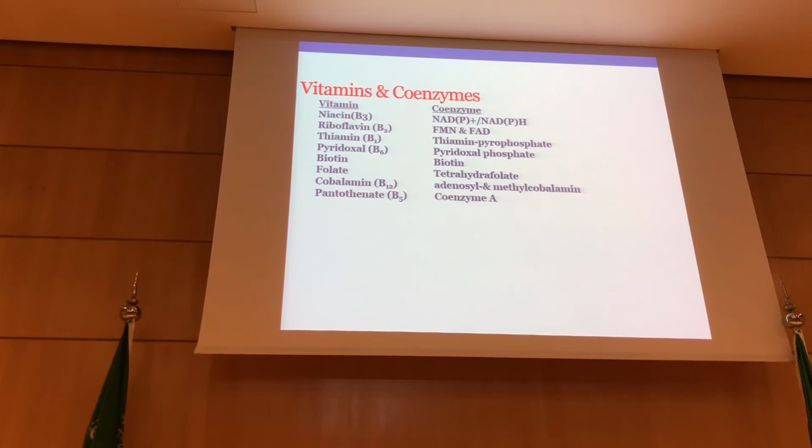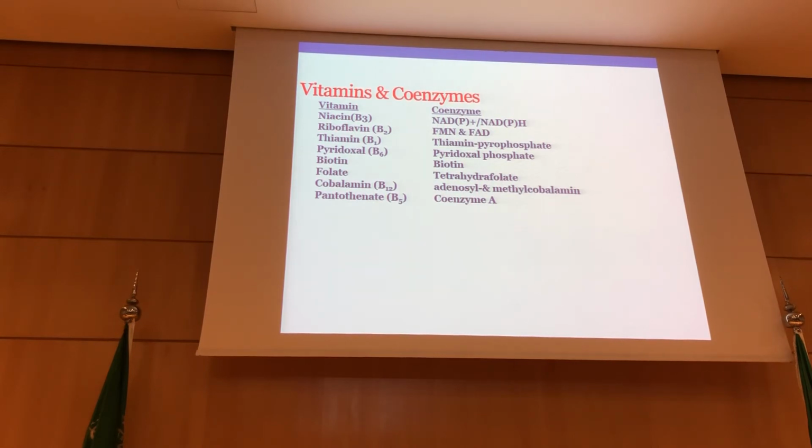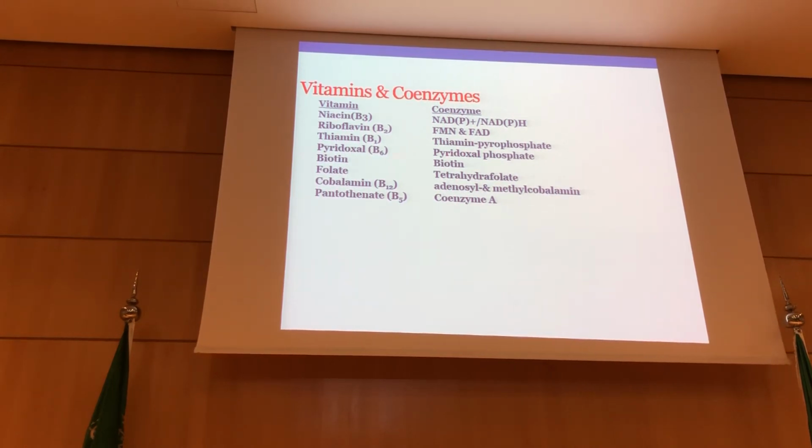So we start with vitamin B3 or niacin. Its coenzyme is NAD plus or NADP plus, which is reduced into NADH and NADPH. Riboflavin or B2, the coenzyme is FMN and FAD. Thiamine B1, the coenzyme is thiamine pyrophosphate, TPP. Pyridoxine group, the coenzyme is PLP, pyridoxal phosphate.